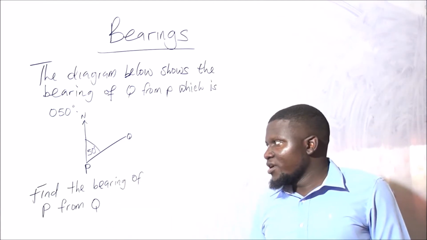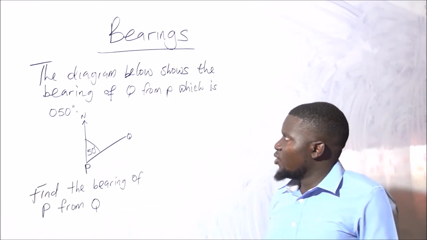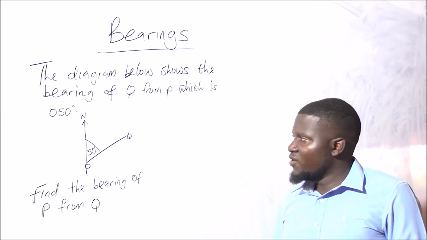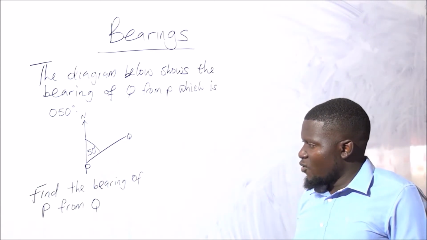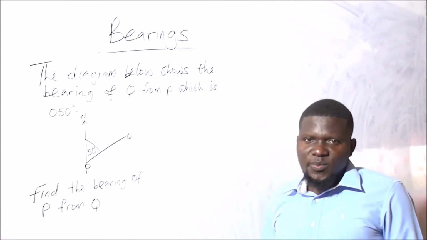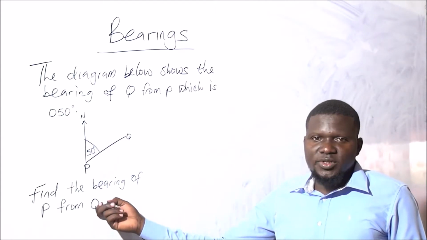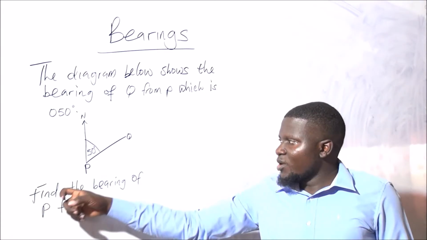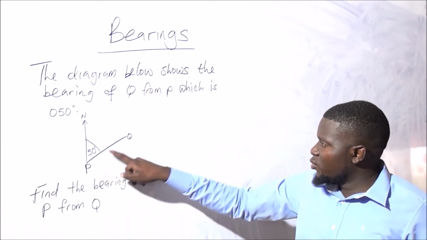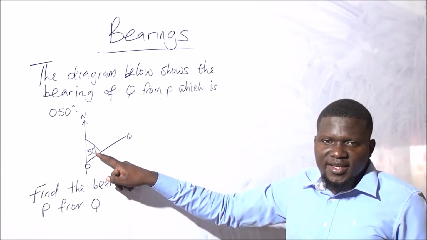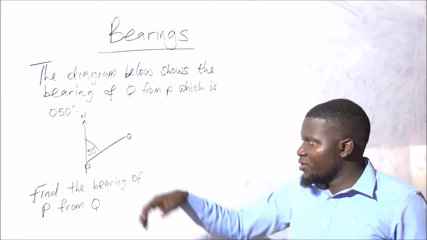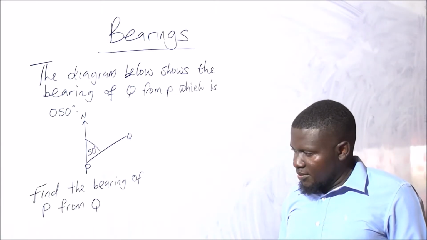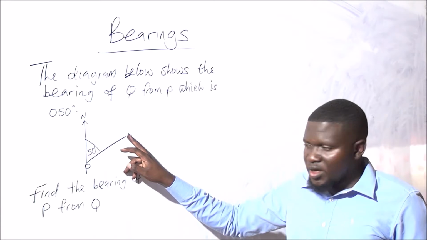And we've been given a bearing of Q from P, which is 050 degrees. Now let's calculate the bearing of P from Q, meaning that Q becomes the starting point as we move on to P. So we are moving from here. If P is the starting point, from P up to Q it is 050 degrees in bearing form. But now we want to calculate the bearing from Q going to P.